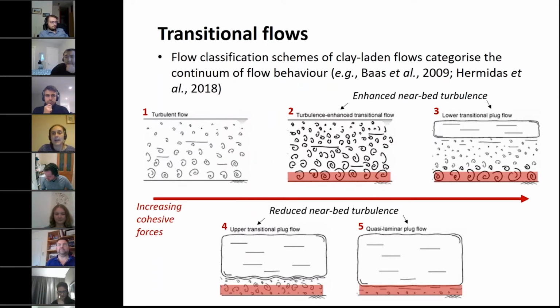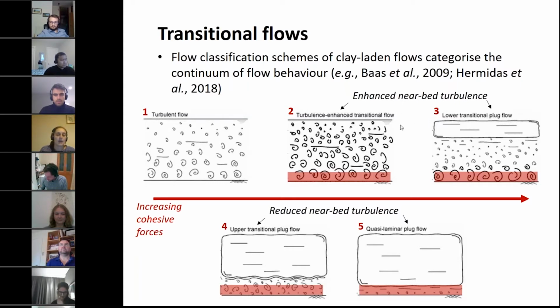And there's been some really nice lab work that has tried to characterize this kind of continuum of flow behavior as we increase the clay concentration in the flow. And this slide here shows some schematic diagrams of how the flow behavior might change as we increase clay concentration, from Baas et al. in 2009. So if we start off with a turbulent flow as our basis and then we increase the clay concentration, we start to move to flows 2 and 3.